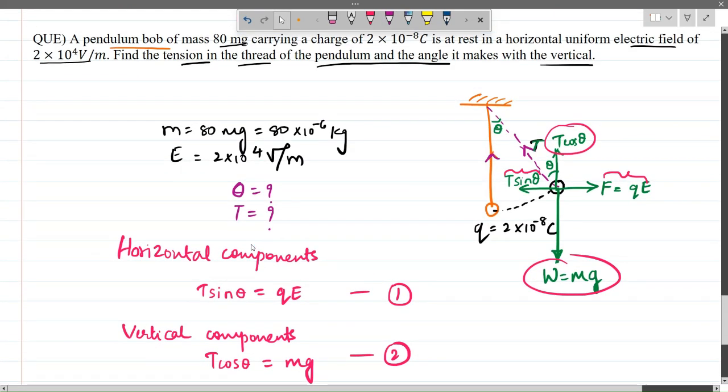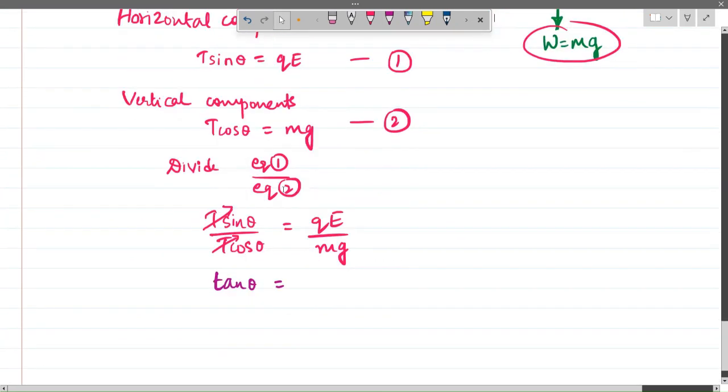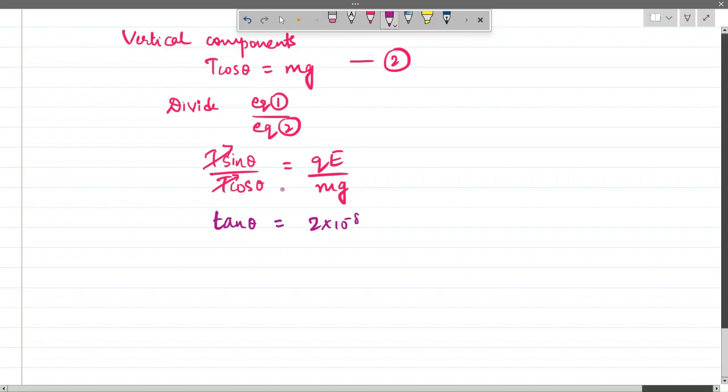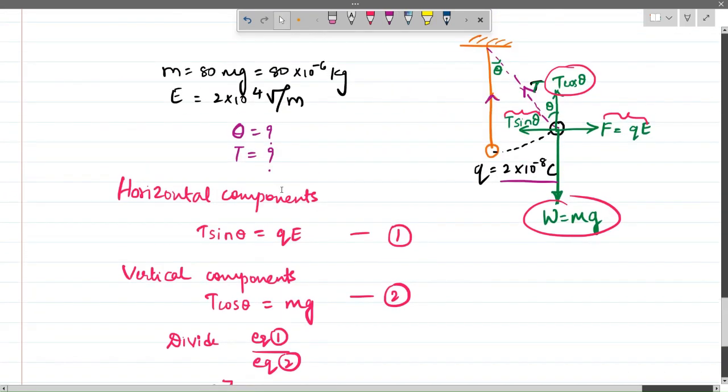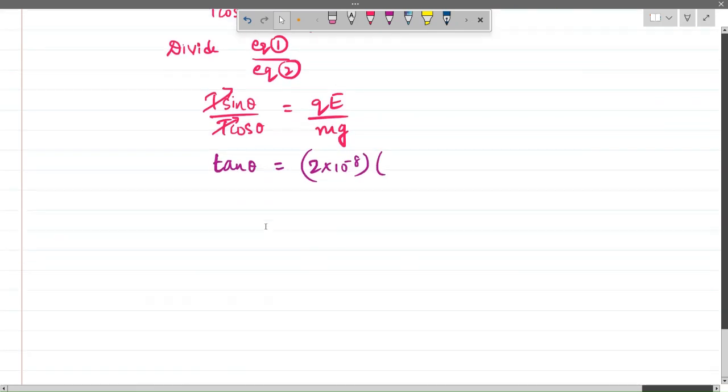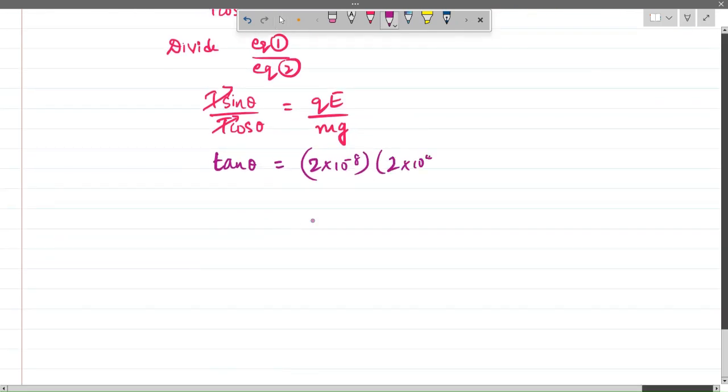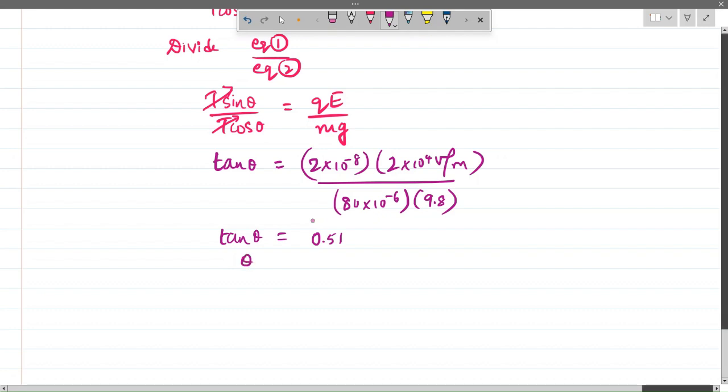What is the value of Q over here? Q is 2 into 10 raised to the power of minus 8. The electric field intensity is 2 into 10 raised to the power of 4 volts per meter. And the mass is 80 into 10 raised to the power of minus 6 kg, and acceleration due to gravity is 9.8 meter per second square. If you calculate this, it will be somewhere around 0.51, which is tan theta. Theta is equal to tan inverse of 0.51, which is equal to 27 degrees.